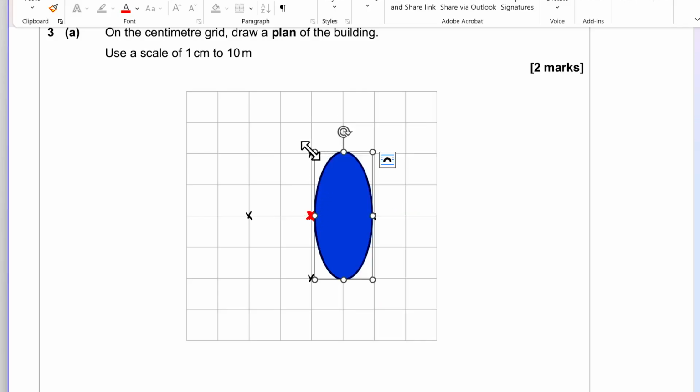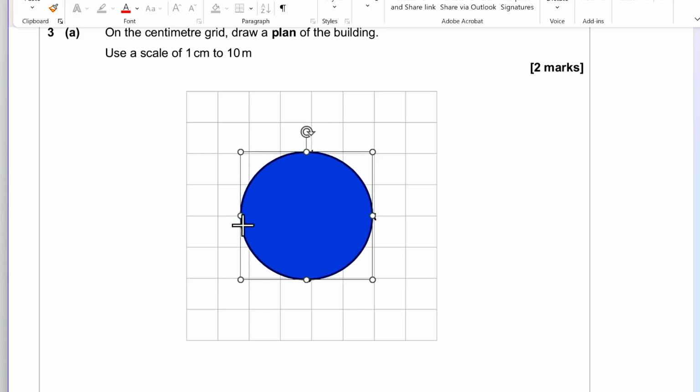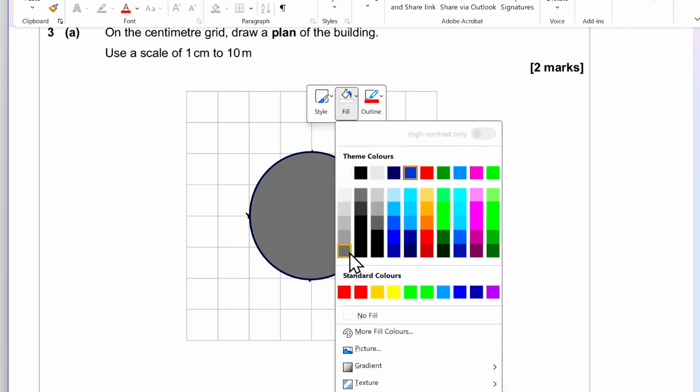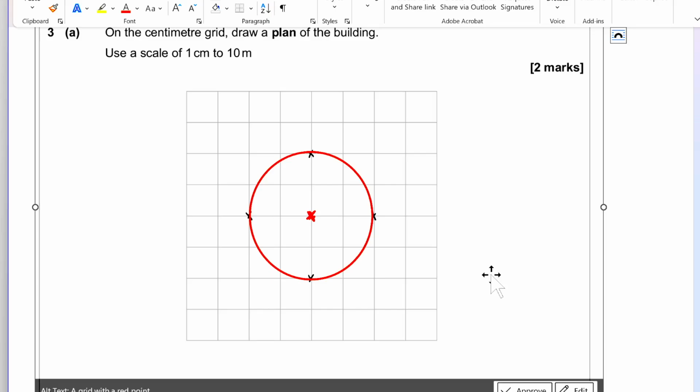It's not really letting me do that, which is a bit frustrating. Try it with my mouse rather than my pen. There we go. Okay, I'm just going to change that to no fill, and I'll change the outline to red just to keep it consistent. So there we go. So we've got a circle that's 2 centimeters from that point.